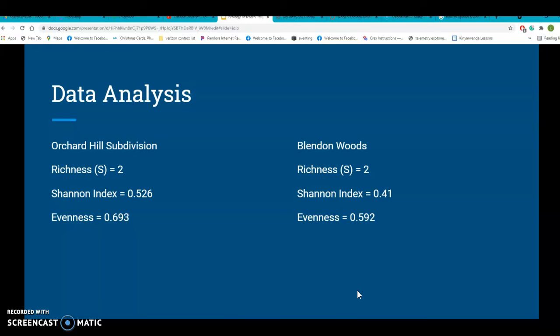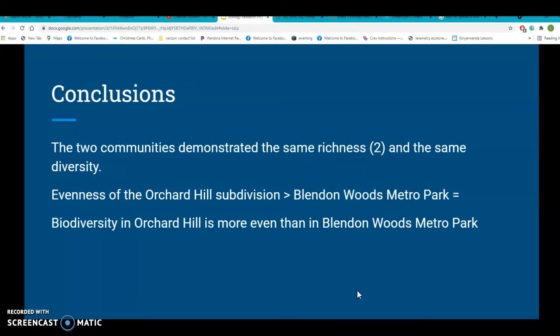So species richness in both locations was pretty equal, and my Shannon indexes were low for both locations, and the evenness in Orchard Hill was greater than in Blendon Woods. So that probably means that the biodiversity in Orchard Hill is more even than in Blendon Woods Metro Park. However, I think I would need to take a greater sample in order to really be able to make that delineation.